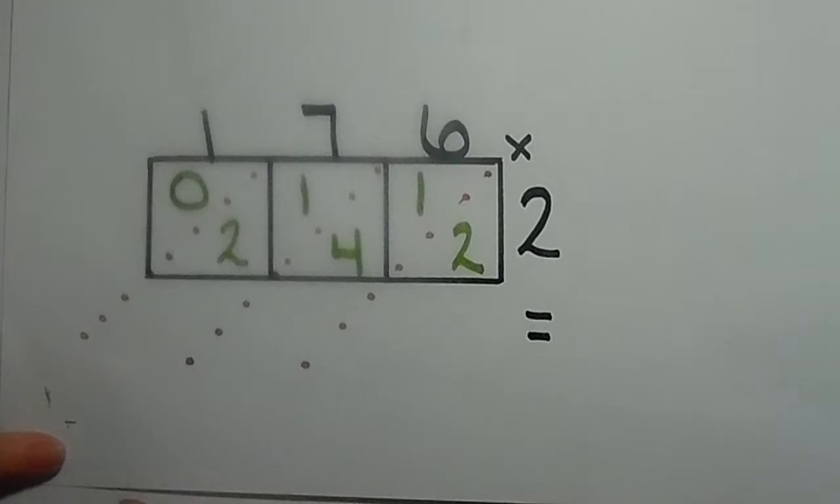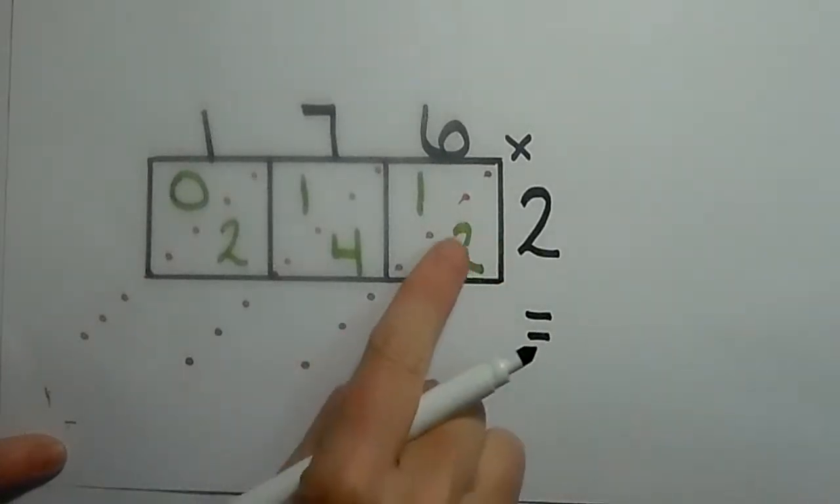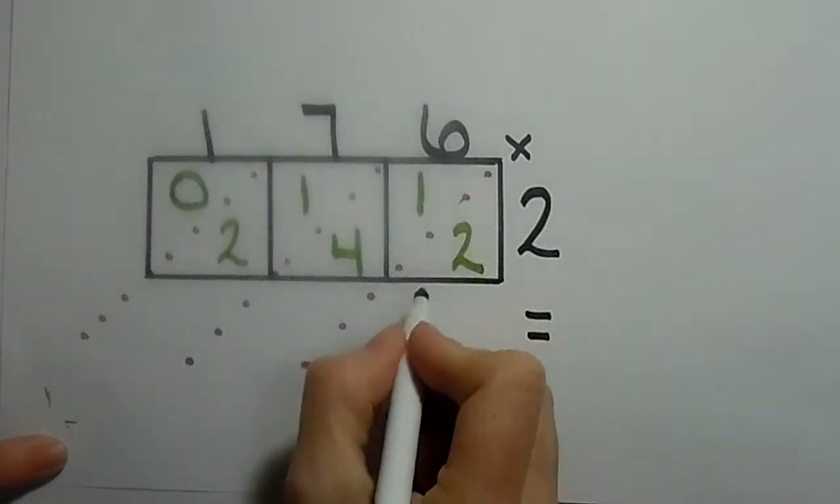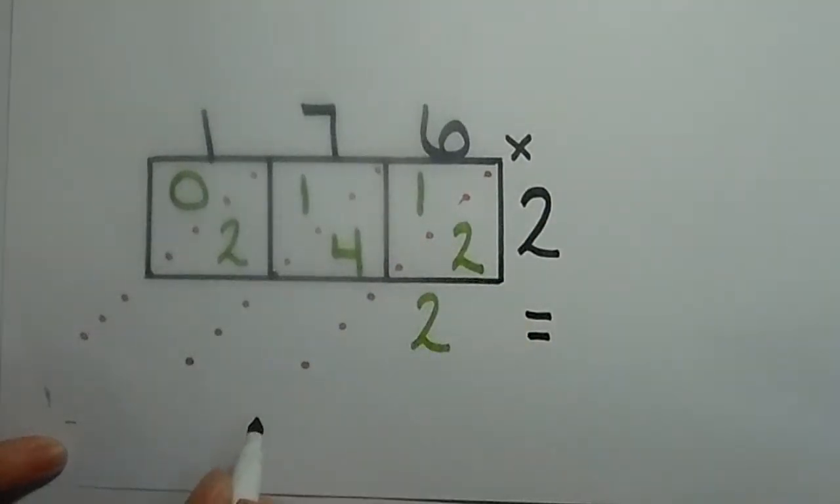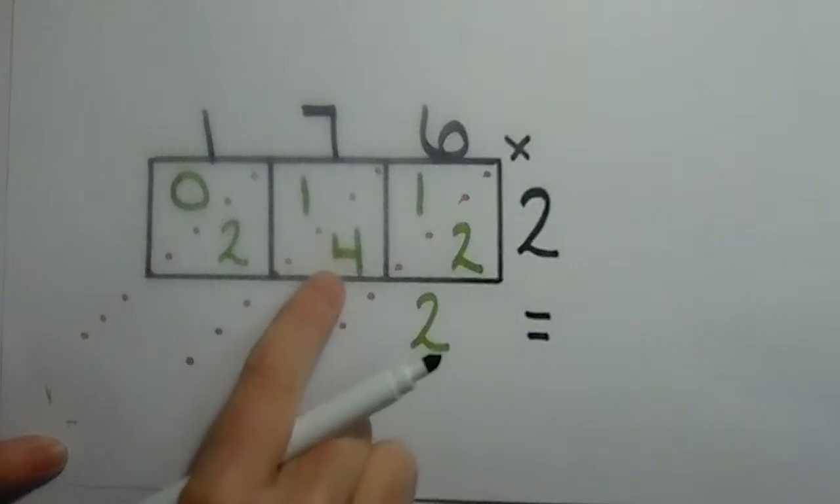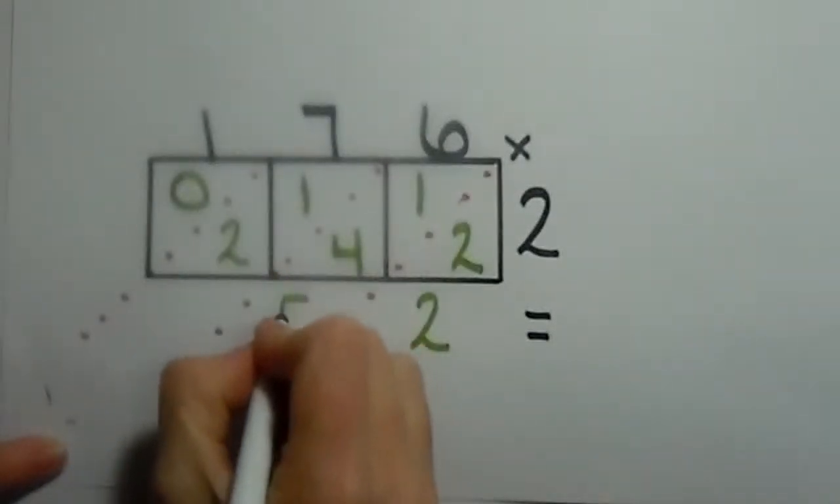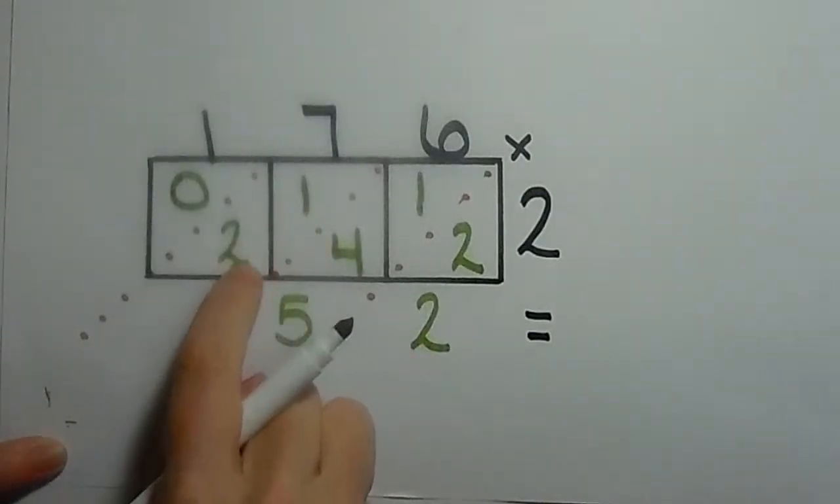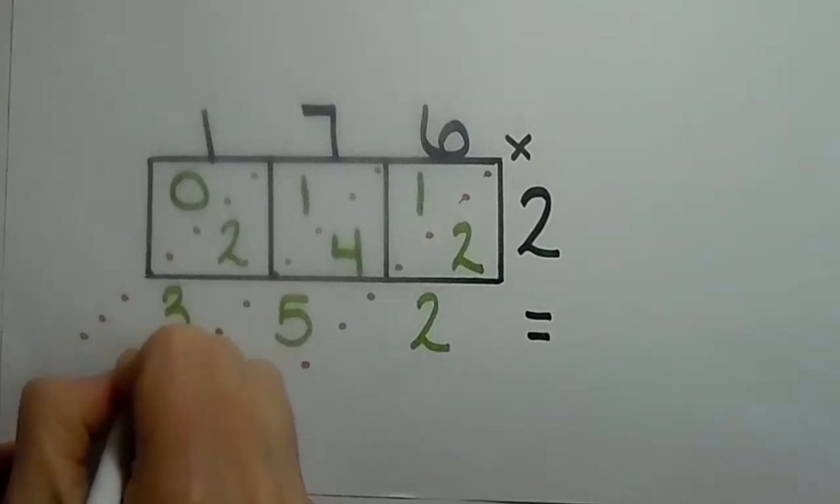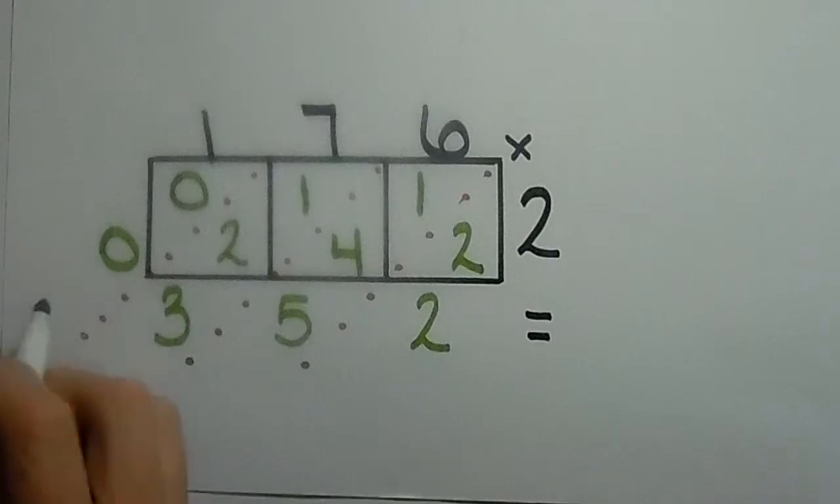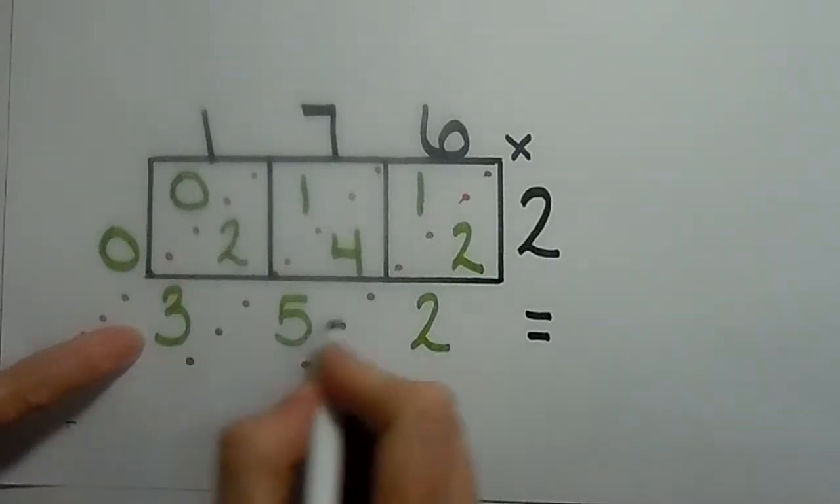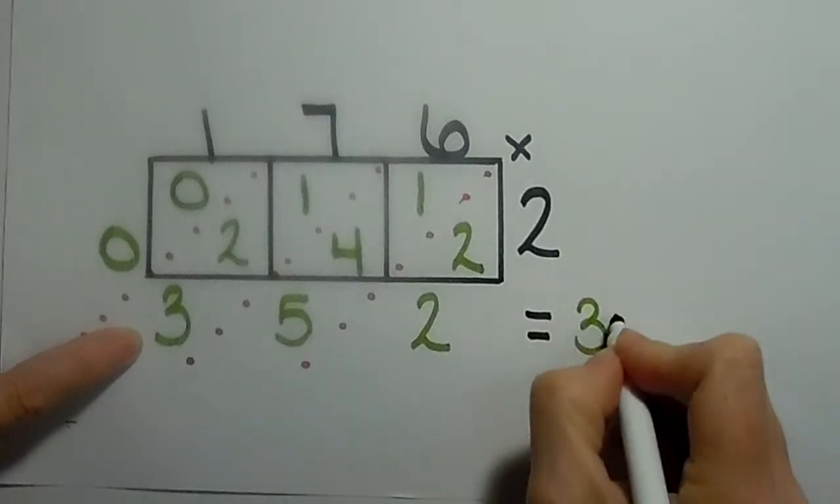Now we add our digits together. In this column with our diagonal lines we have the number 2. Here we have 1 plus 4 is 5, and 1 plus 2 is 3. Here we have a 0 that we can bring down. It does not hold a value. So our final answer will be 352.